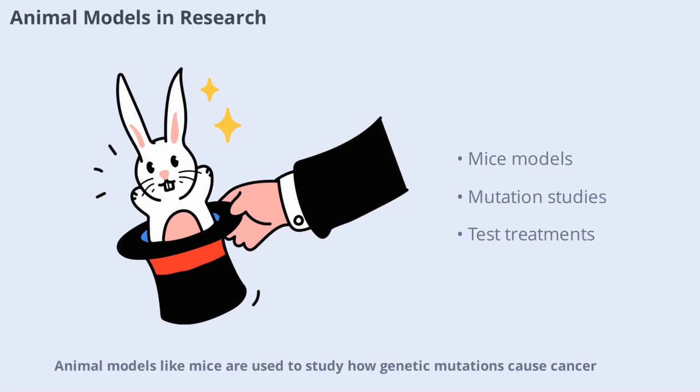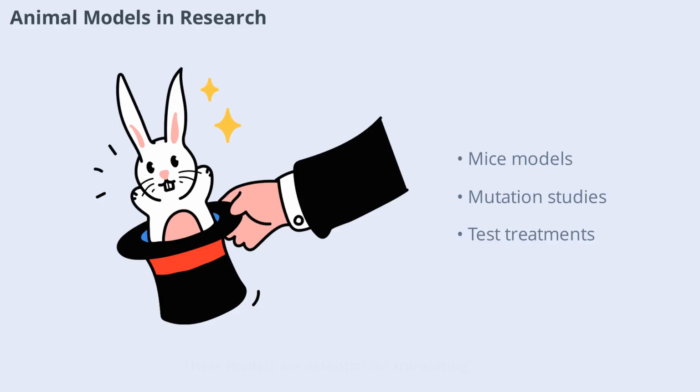Animal models like mice are used to study how genetic mutations cause cancer. By introducing specific mutations, researchers can observe how tumors develop and test new treatments. These models are essential for translating discoveries from the lab to the clinic.